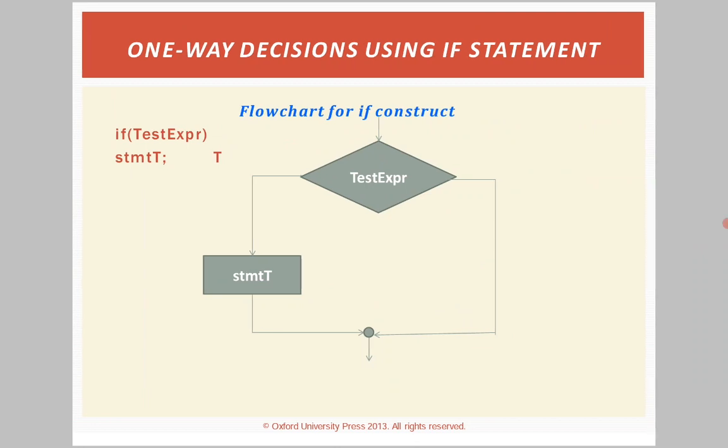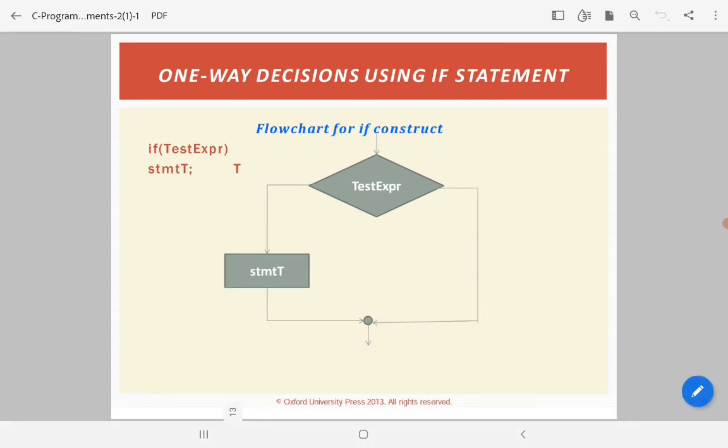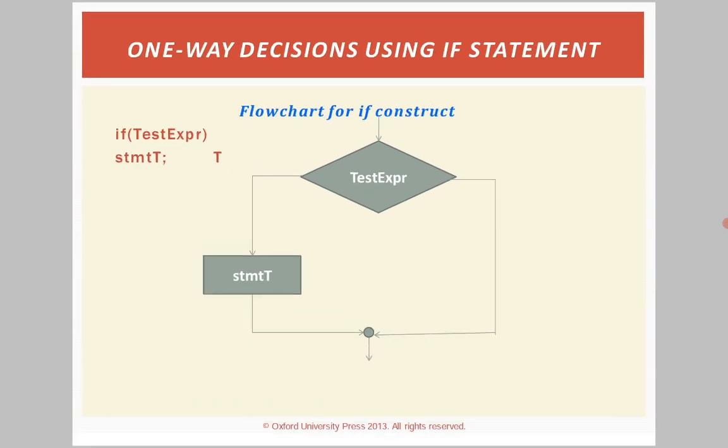So one-way decisions using the if statement. How is a simple if statement executed? This is the flowchart for the if statement construct. First of all, the given test expression or test condition is tested whether it is true or false. If it is true, then statement T is executed and the control simply goes out of the if statement. So the syntax is: if test expression, then statement T, if it is true.